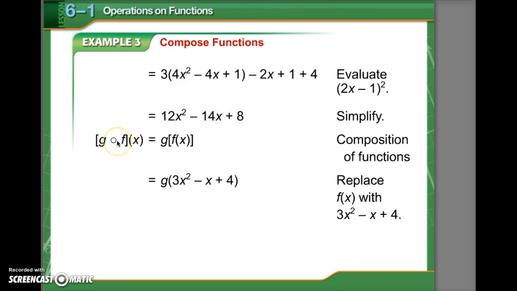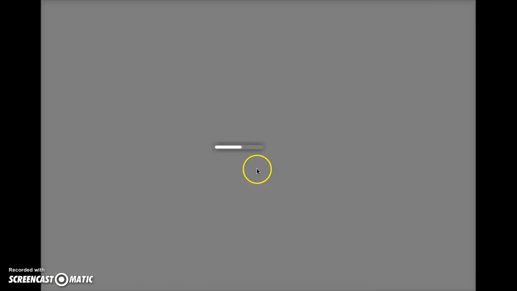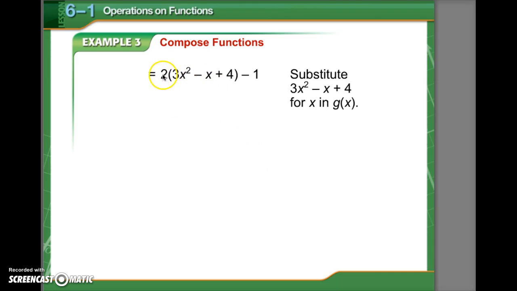For G composition F, you're starting with f, and you're plugging the f function in anytime you see the x on the G function. So the G function, remember, was 2x minus 1. Let me write that real quick. It was just 2x minus 1. So you're replacing this x with the f function. When you multiply that out, you're going to get 6x squared minus 2x plus 7 after you multiply it by 2 and you subtract the 1.